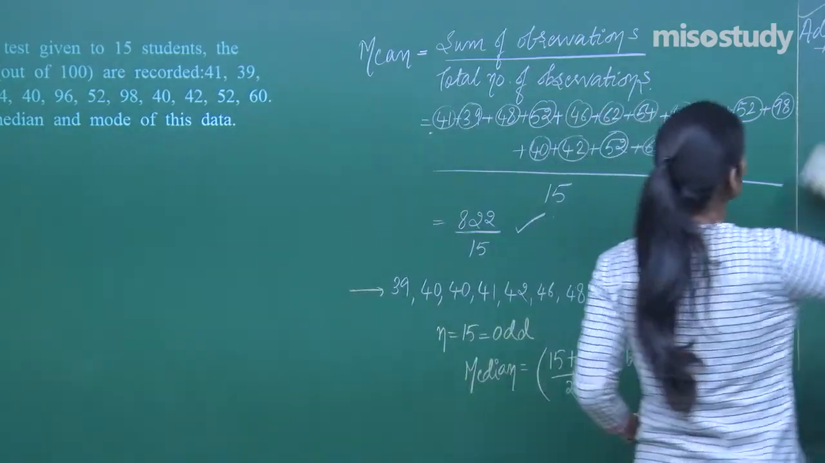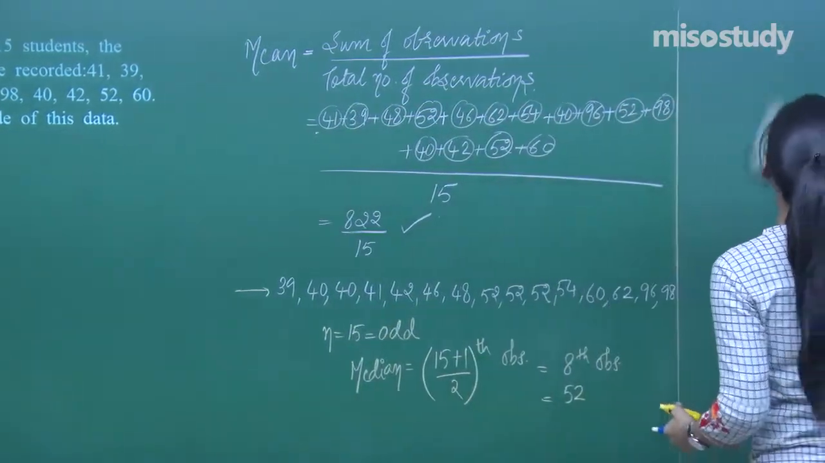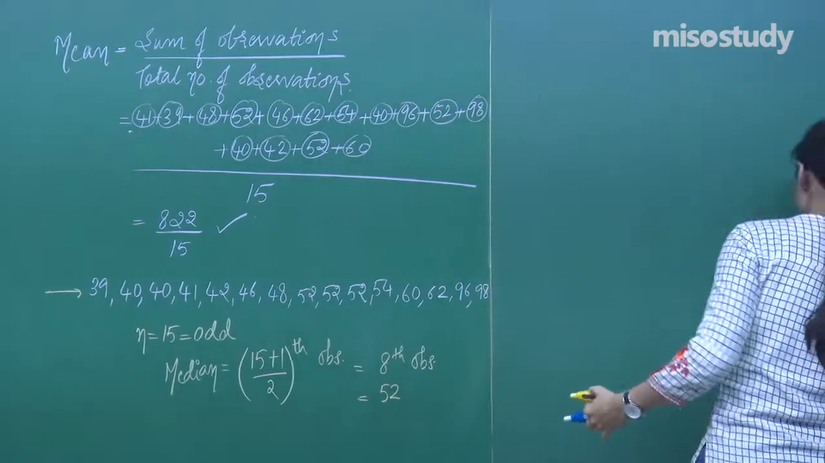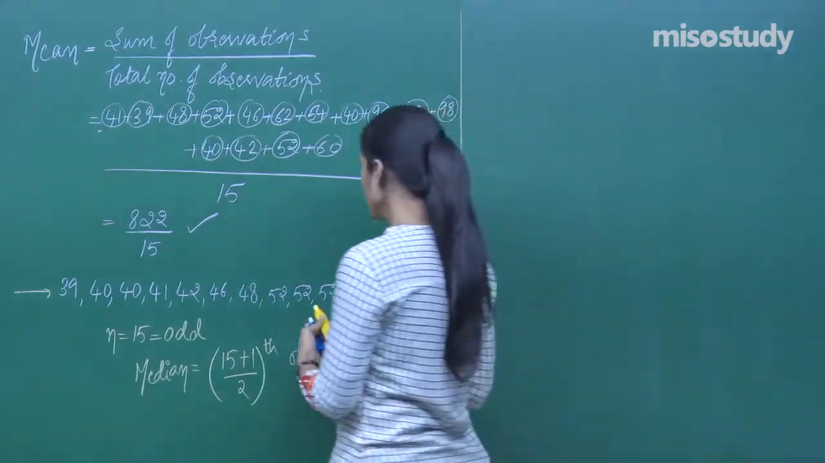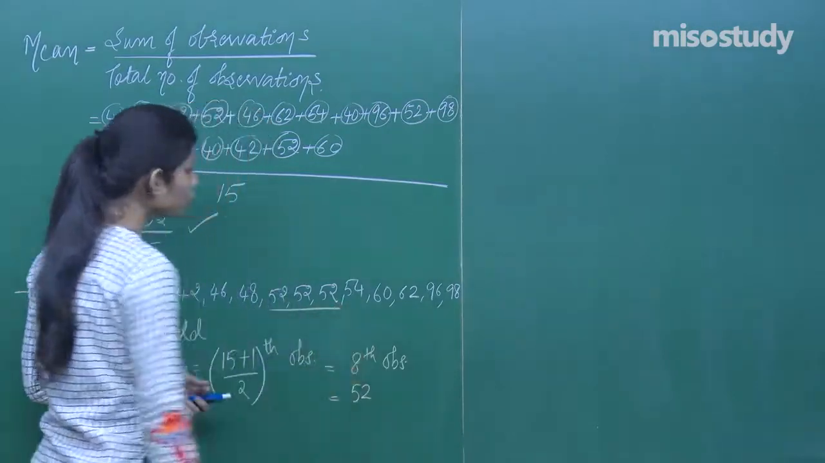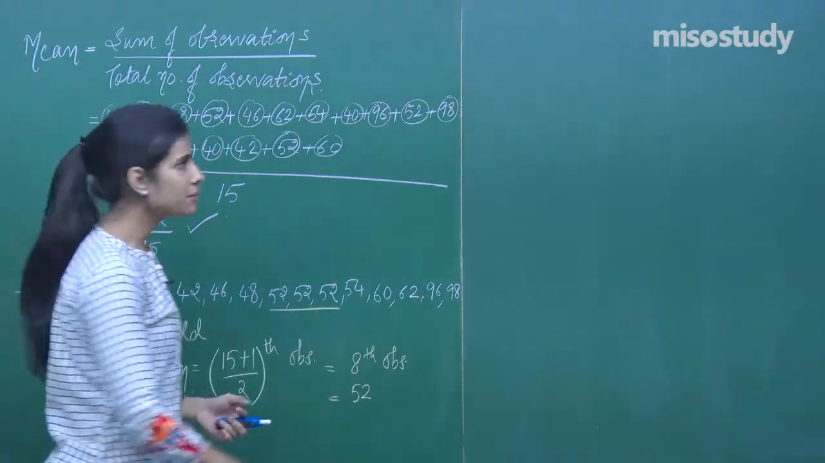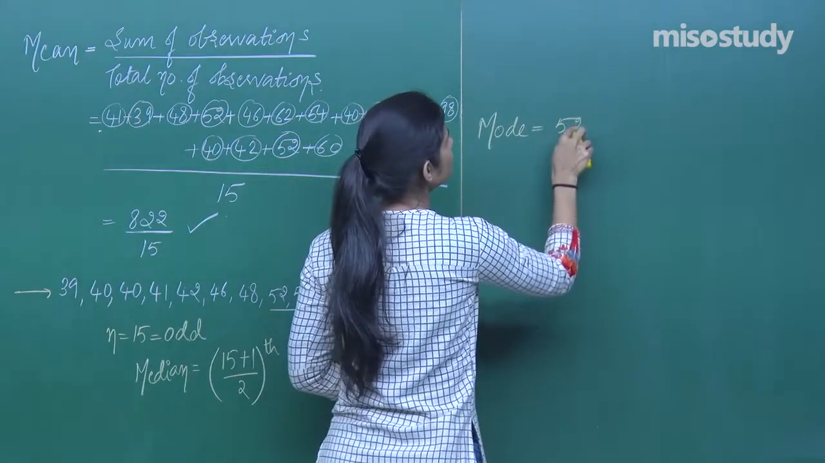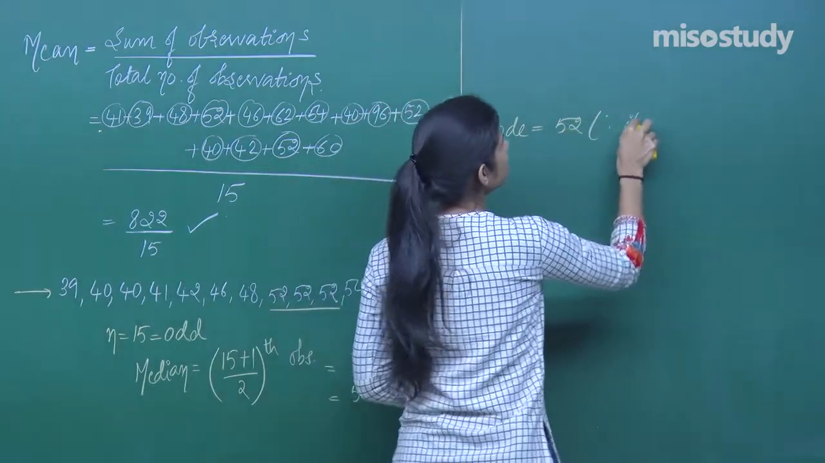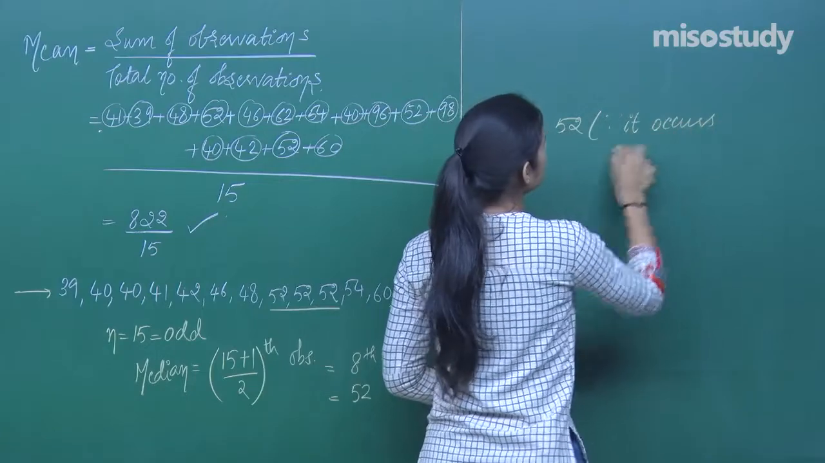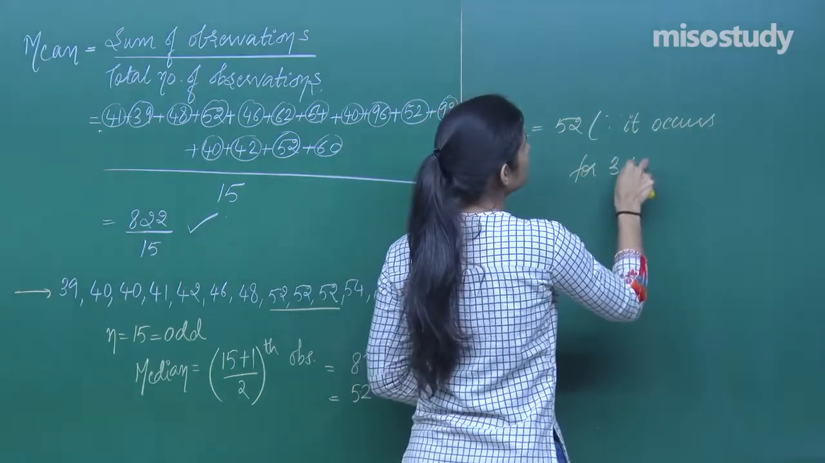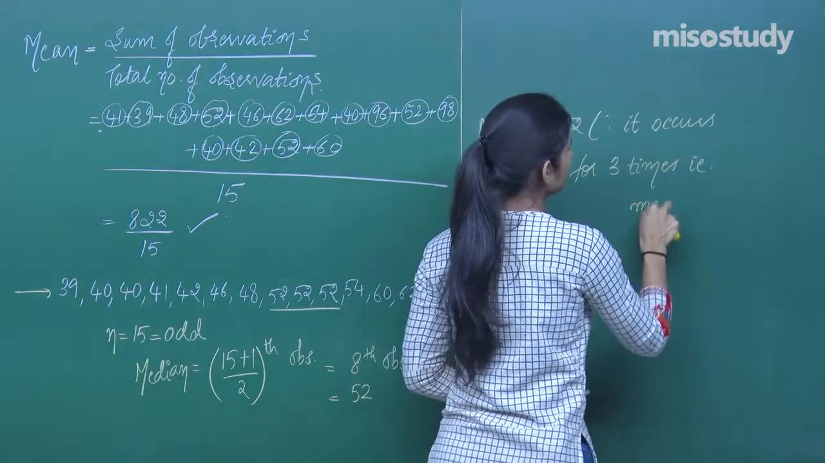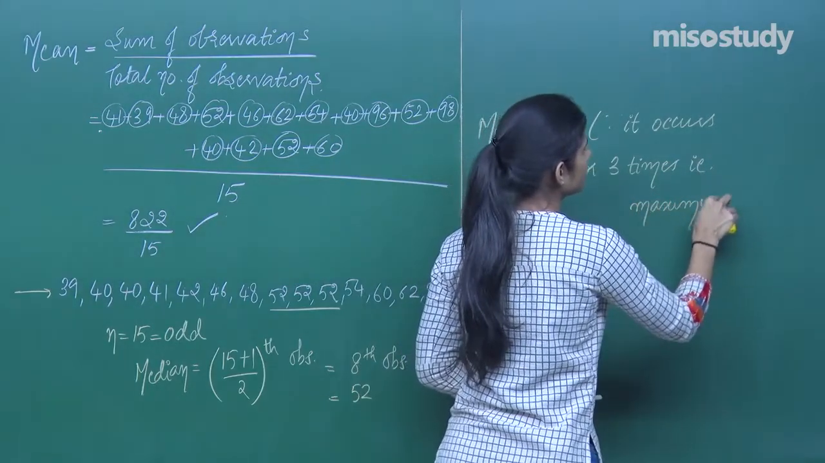Next, it is talking about mode. It's very easy to see what is going to be the mode. The value which is having the highest frequency, that means it is occurring the maximum number of times. You can clearly identify 52 is the value which is occurring the maximum number of times. So mode is going to be 52 since it occurs 3 times. That is maximum. Fine.